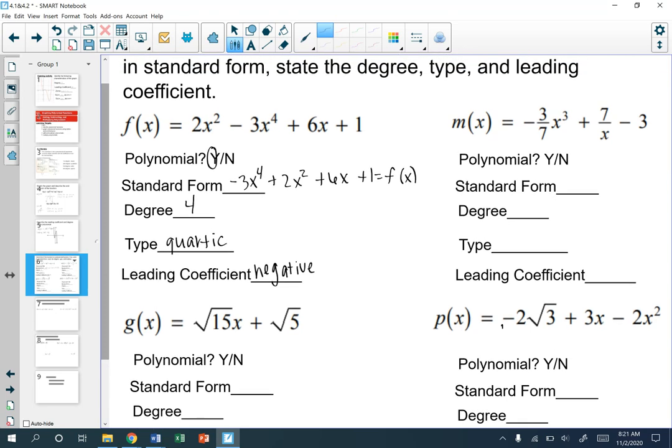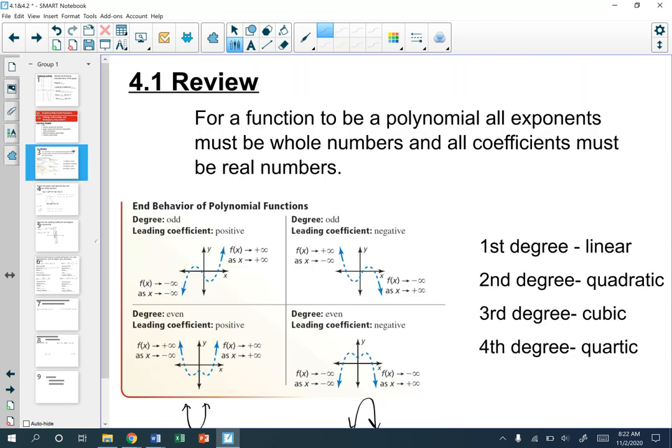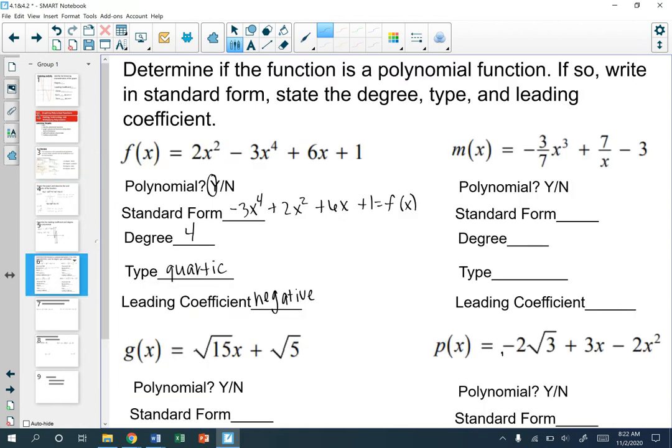All right, number 2 here, we have negative 3/7 x to the third plus 7 over x, minus 3. So again, are all my exponents whole numbers, and are all coefficients real numbers? So we see the coefficients are real numbers, so then we look at our exponents. This might throw you off. If you remember our exponent rules, this is equivalent to 7x to the negative 1, and negative 1 is not a whole number, so this is not a polynomial.